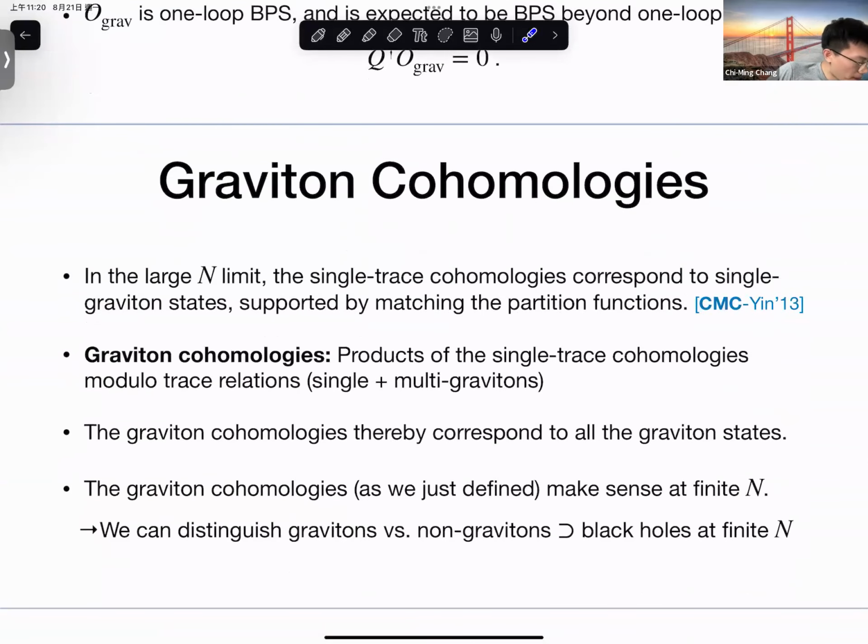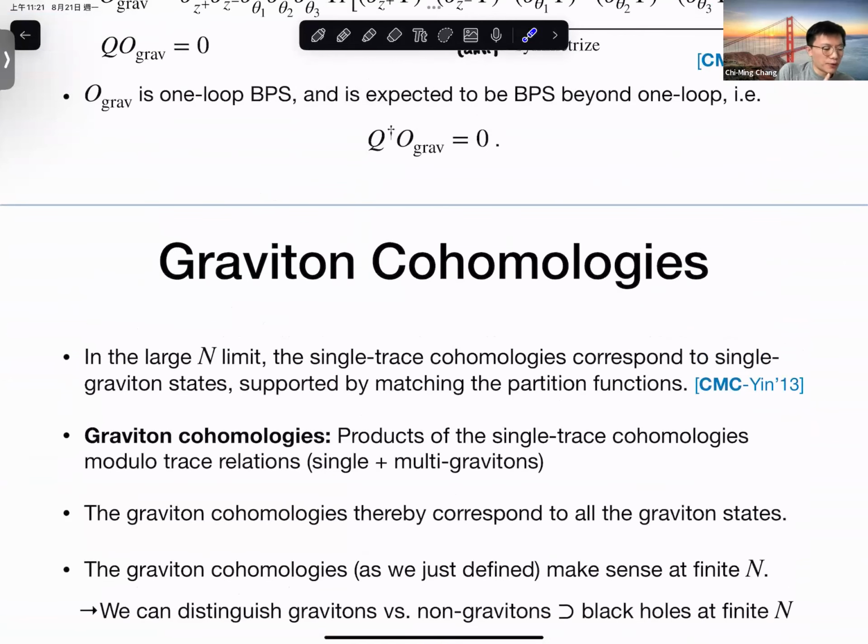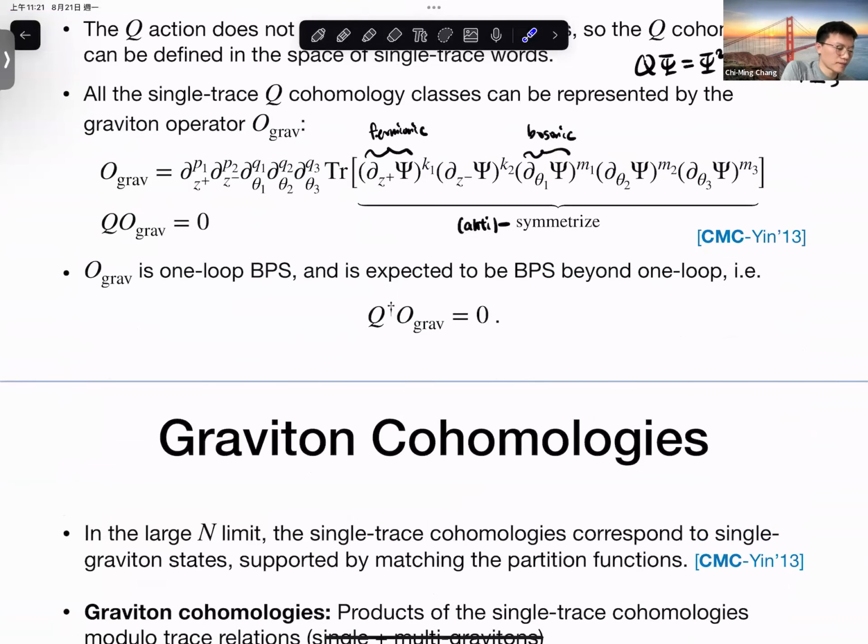So let me try to explain why we call them graviton operators. In the large N limit, we can count how many single trace cohomologies we have, and then compute the partition function for the single trace cohomology. We can match this partition function with the single graviton partition function in the bulk, and in that case we find an exact match. So that's why we call these graviton operators.